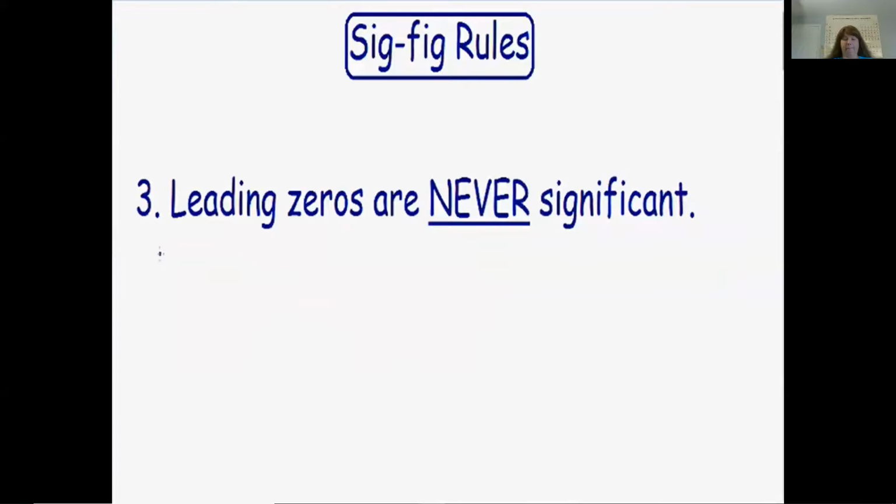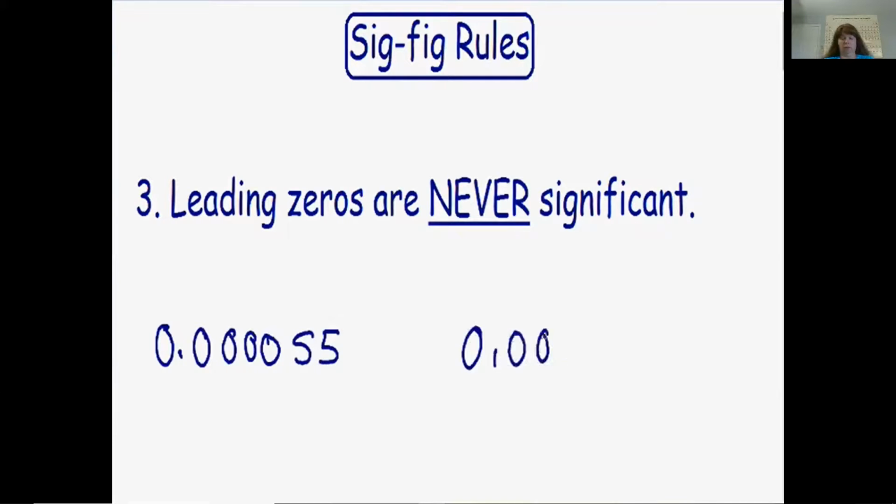So rule number 3 says that leading zeros are never significant. Once again, leading zeros are never significant. So let's go over some examples. Let's say we have the number 0.000055, and let's say we have the number 0.000302. So first let's talk about leading zeros.